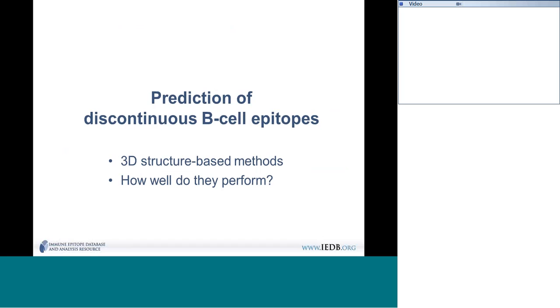Okay, so now I will change gears and talk about prediction of discontinuous B-cell epitopes. They all are based on the 3D structure of proteins, or proteins and antibodies. I will tell about which methods exist, and later on, Bjorn will tell about a new method which we recently introduced on our web tool, but I won't tell about that, so he will tell, okay? So that's not the full picture of what we have. And then we discuss how well they perform.